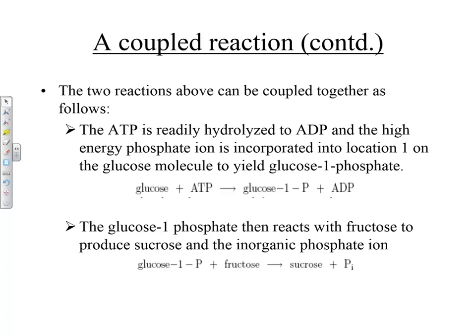First, the ATP is readily hydrolyzed to ADP, right? And the high energy phosphate ion is incorporated into location 1 on the glucose molecule. Remember, glucose has 1, 2, 3, 4, 5, 6. So at location 1, you put that phosphate on. So you now have a high energy phosphate bond at location 1 in glucose. And the ATP, of course, has been used up. It's now reduced to ADP. The glucose 1-phosphate then can react with fructose to produce sucrose and release the inorganic phosphate ion.